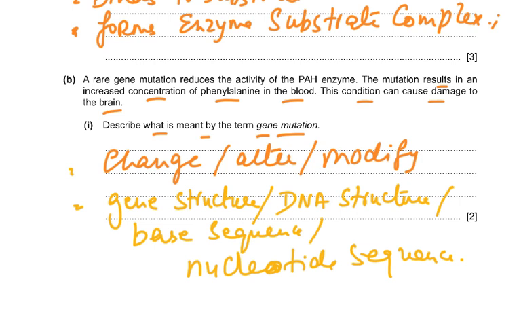Change, for 2 marks: mutation is a spontaneous change in the gene structure, which of course, what does gene mean? Chromosomes are made up of DNA, and a gene is a portion of the DNA which codes for a certain protein. So the change is in the gene structure or the DNA structure or the base sequence or the nucleotide sequence. So there are only two mark scheme points.